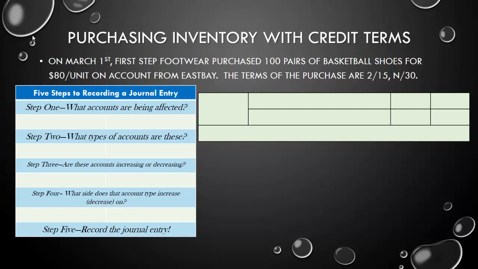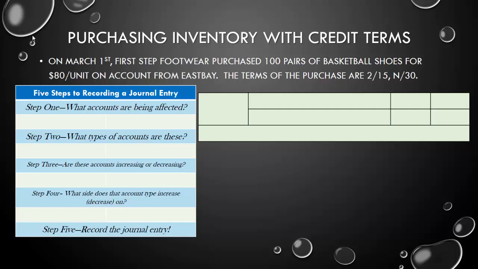So on March 1st, Footstep Footwear, that's us, purchased 100 pairs of basketball shoes for $80 per unit on account from eBay, who's our vendor. The terms of this purchase are $215 net 30. Means we get 2% off if we pay within 15 days and the entire balance is due within 30 days. How do we record this entry?